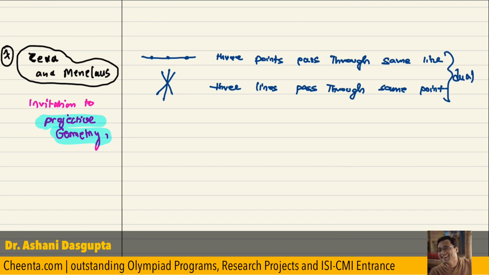Notice that in these two lines, if I exchange the word point for line, I get the other statement. If I replace point by line and line by point, I get the other statement. That's why it's called a dual theorem. And this duality is present everywhere in mathematics.